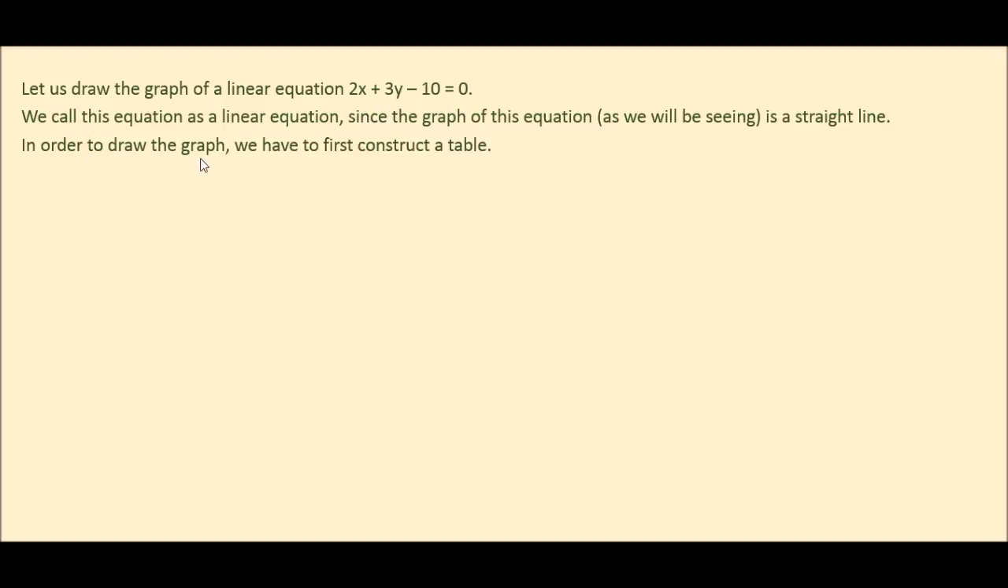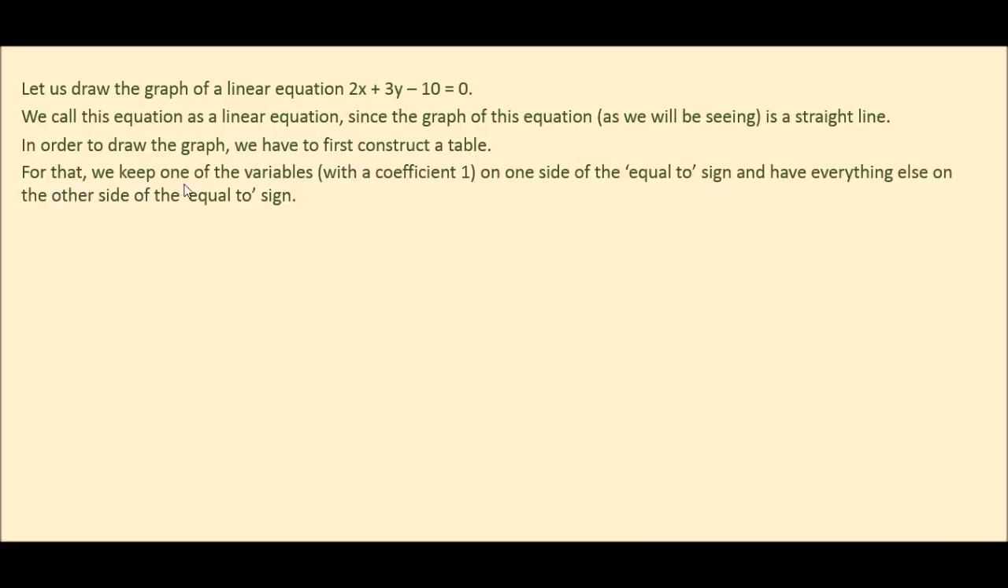In order to draw the graph, we have to first construct a table. For that, we keep one of the variables with a coefficient 1. Over here we have two variables x and y, and neither x nor y has a coefficient of 1. But we have to make the coefficient of one of the variables equal to 1, and keep that variable on one side of the equal to sign and have everything else on the other side.